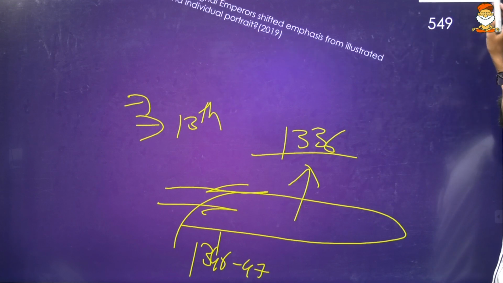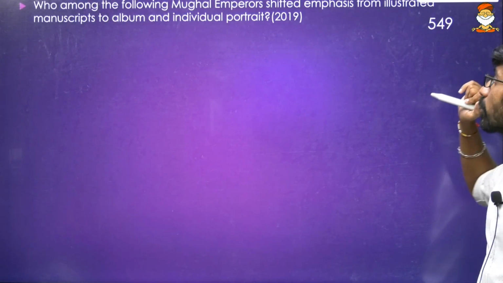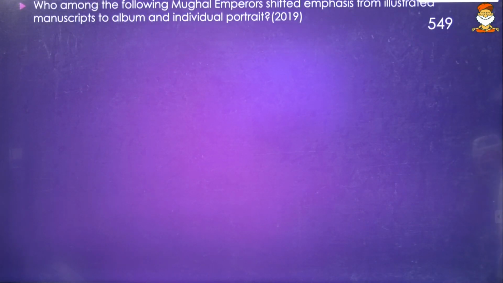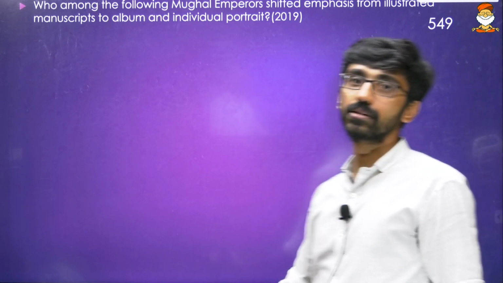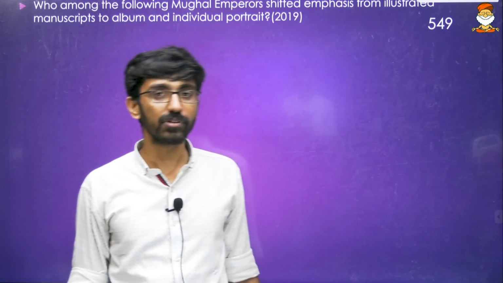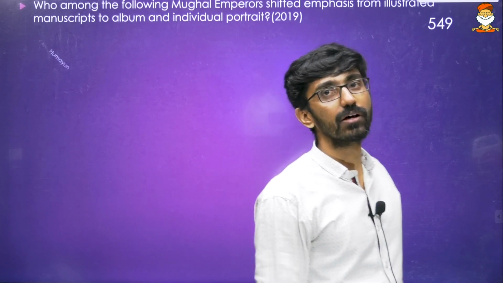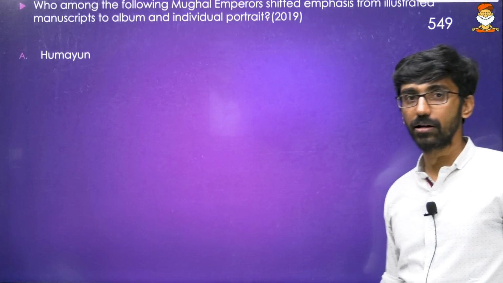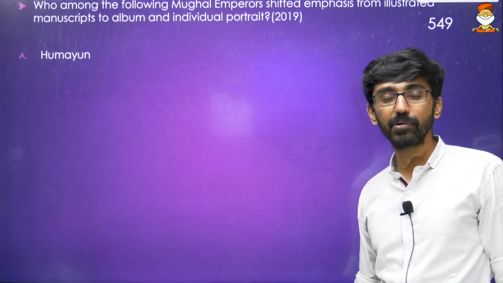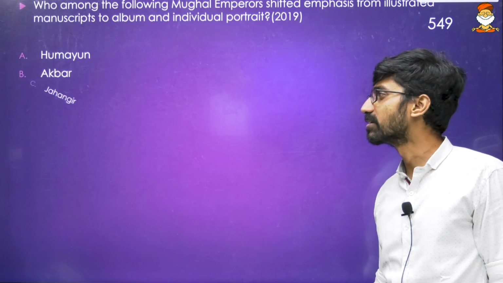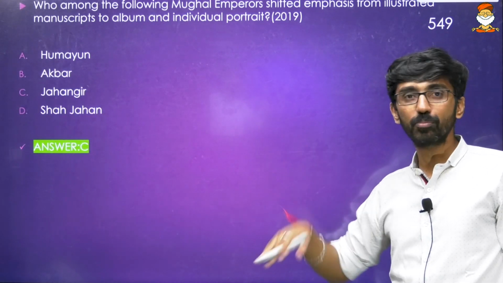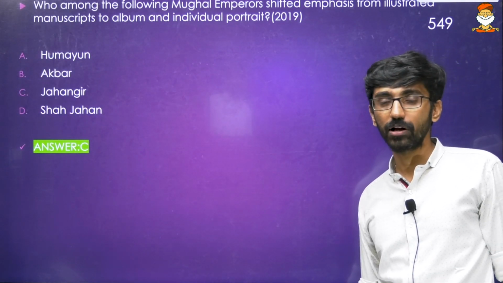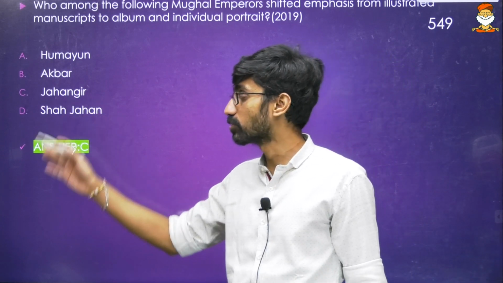Okay, and then who among the following emperors shifted the emphasis from illustrated manuscript to album and individual portrait? They talk about portrait paintings in Mughal times, and everybody knows this is a very famous piece of information in Mughal India. That is, we know that is Jahangir. Jahangir was quite fond of his own portraits. Okay, so taking portrait selfies. Jahangir was famous for that.